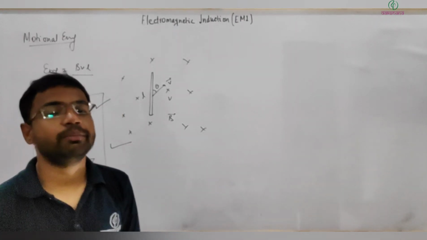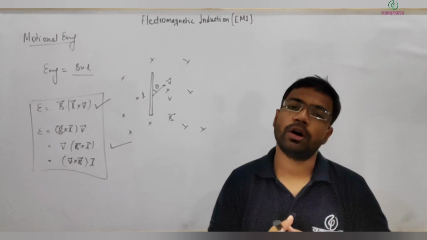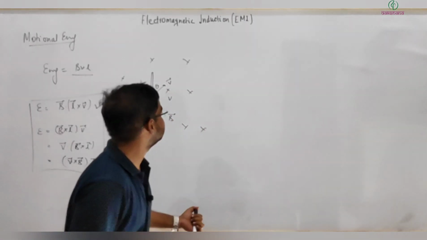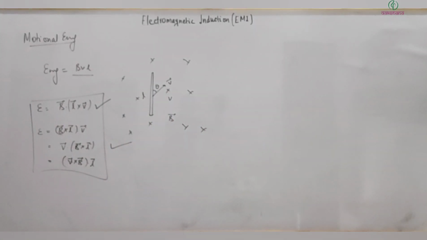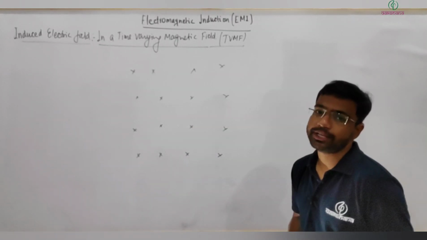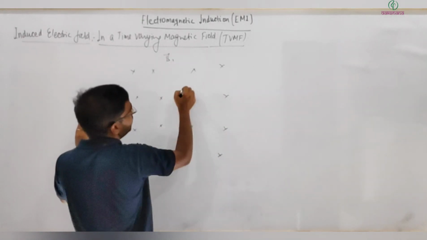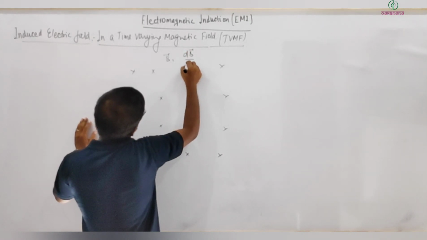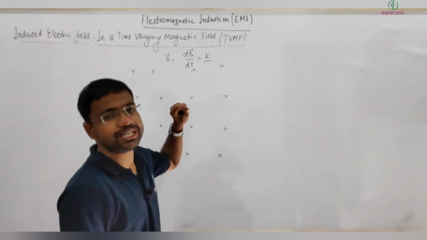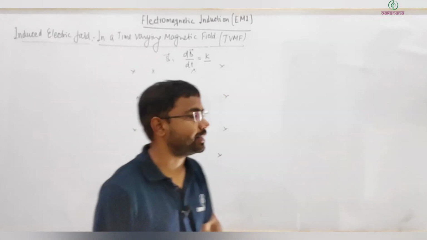So this is all about EMF produced in a conductor or in a coil in different cases: motional EMF, or EMF due to changing area, magnetic field and angle between them. Let's see the next topic now. The next topic is induced electric field in a time varying magnetic field. Let's consider this space. We have a magnetic field pointed inward and its magnitude is changing, dB by dt is some constant k. It may be positive if it is increasing, or negative if it is decreasing. Both cases are possible, there is nothing wrong in either case.